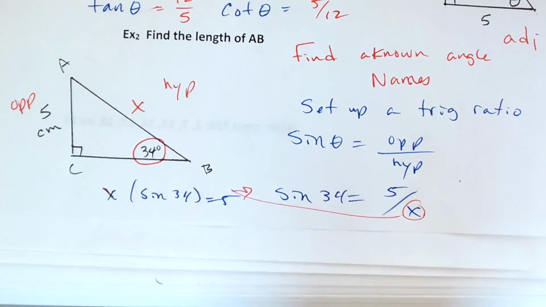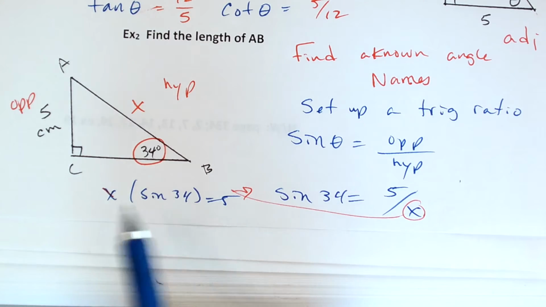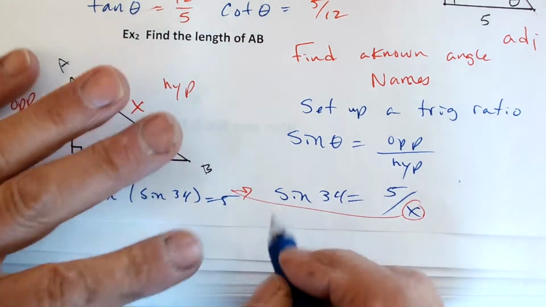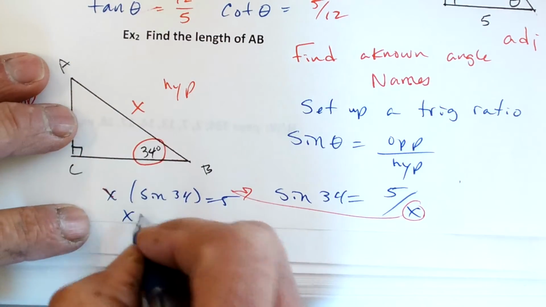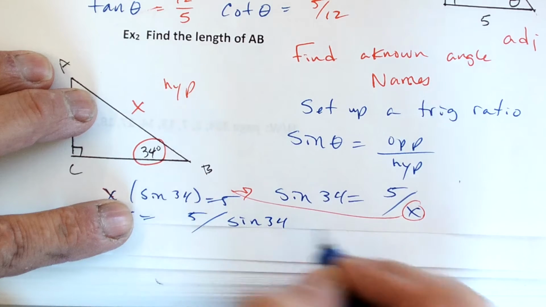We're not going to get too confused about this because sine of 34 is just a number in my calculator. x times something, so I'm just going to divide. My answer is x equals 5 divided by sine of 34. And I'm going to use my calculator.